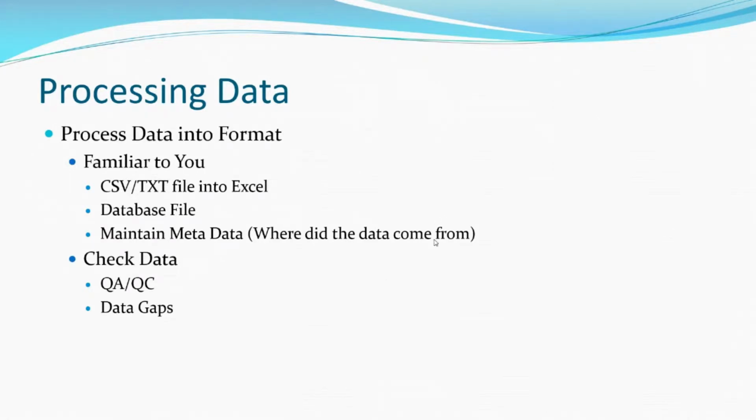So when it comes to processing the data, you should first process the data into a format that you're familiar with, whether it's a CSV text file, or what ultimately goes into Excel, which is what most people do. Excel is a great tool for organizing data. If you want to, you can create your own database system and store the data in a database. Again, another great way to maintain data. But as you're processing and moving data in, it's important to maintain the metadata. Where did the data come from? And if you did anything to it, what did you do to it? Did you convert it? So on and so forth.